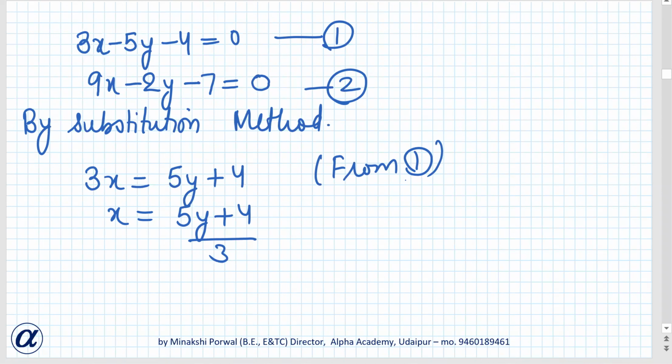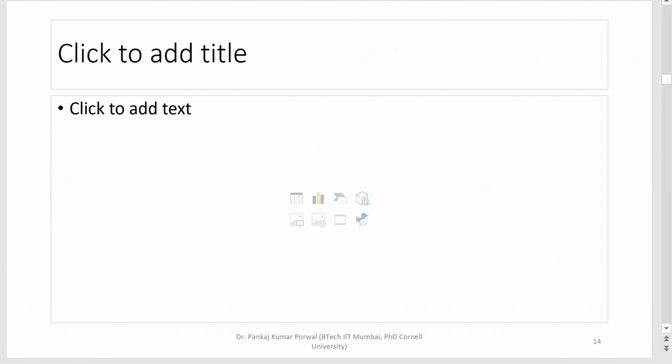Yes. No, what ma'am, nothing. Okay. Now substituting in 2. It will be 9x minus 2y minus 7 equals 0. This was the second equation.